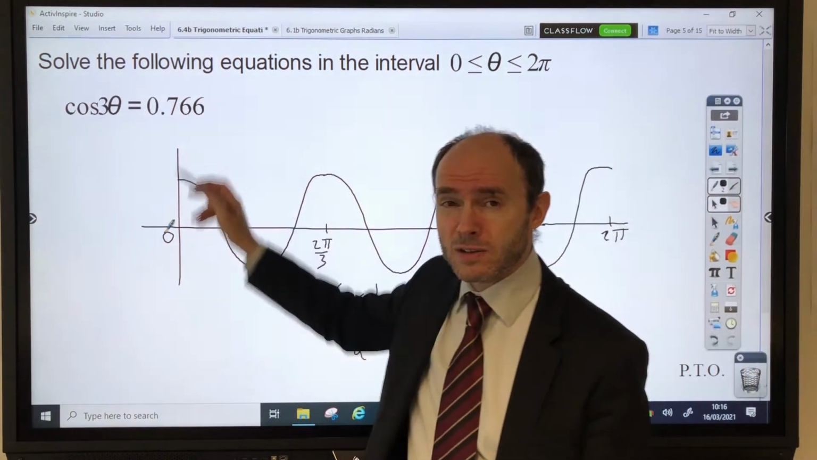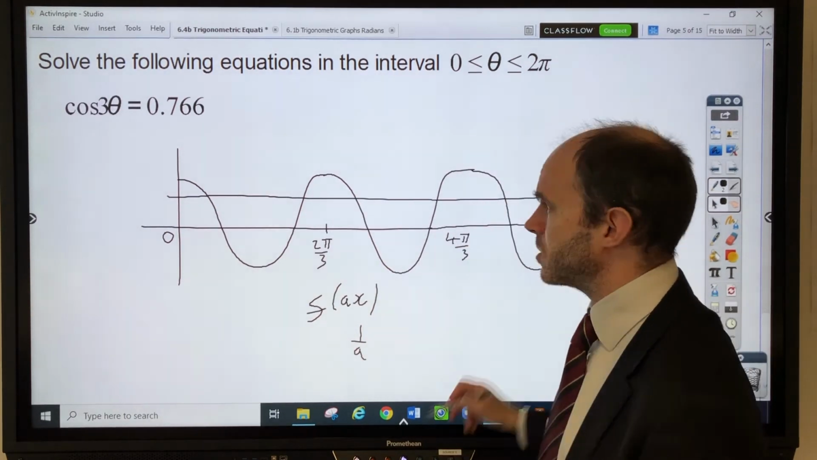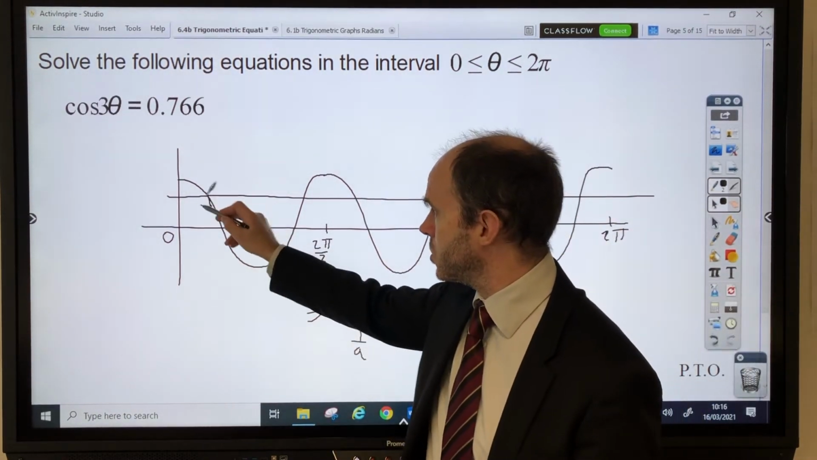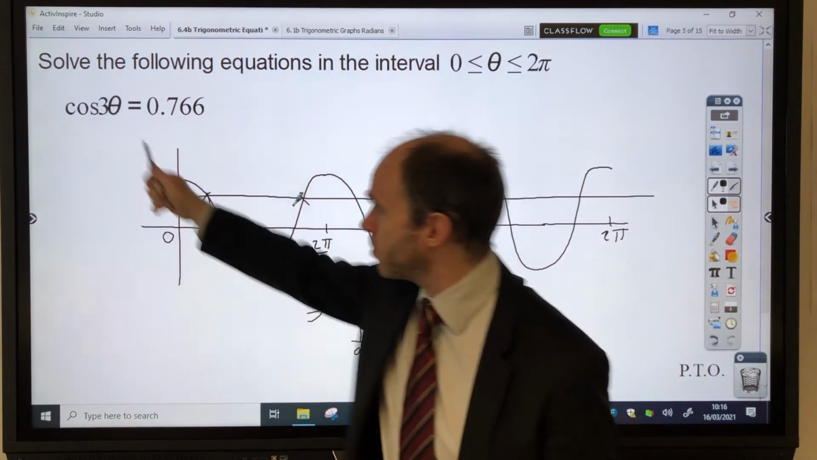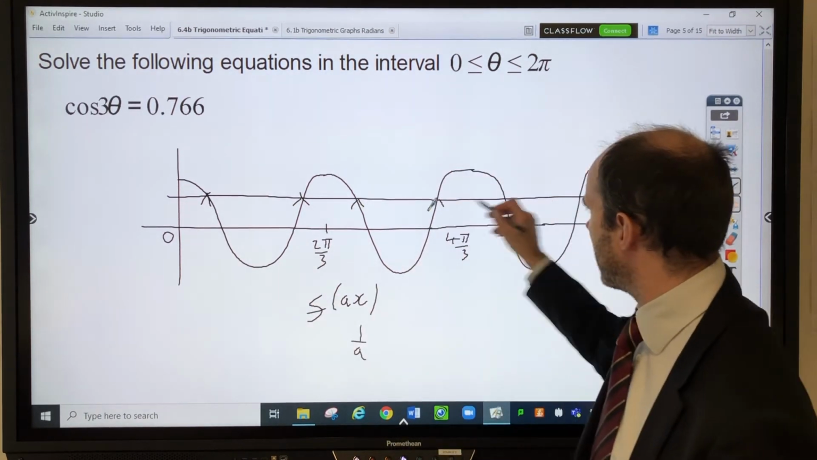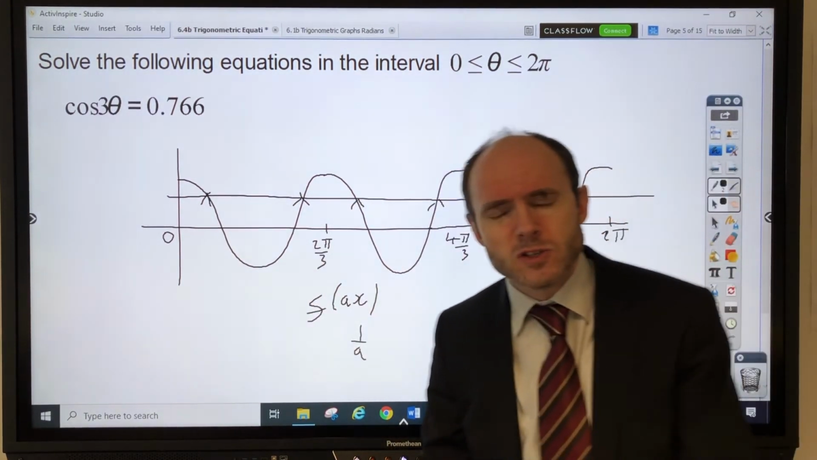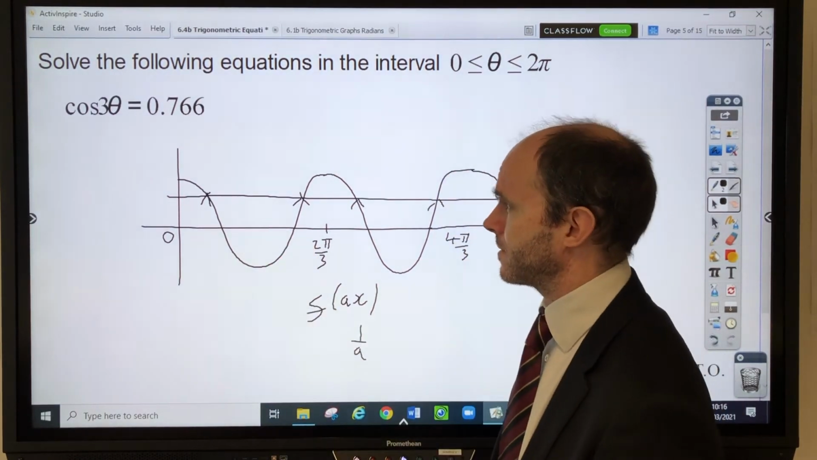Now if I put in the straight line 0.766, can you see how many solutions there are? So there's the usual 2 when the interval is between 0 and 2 pi with cos theta equals something, but with cos 3 theta, I'm going to get another 4, okay? So it's as well to consider you could get 6 possible answers with a question like this, okay?